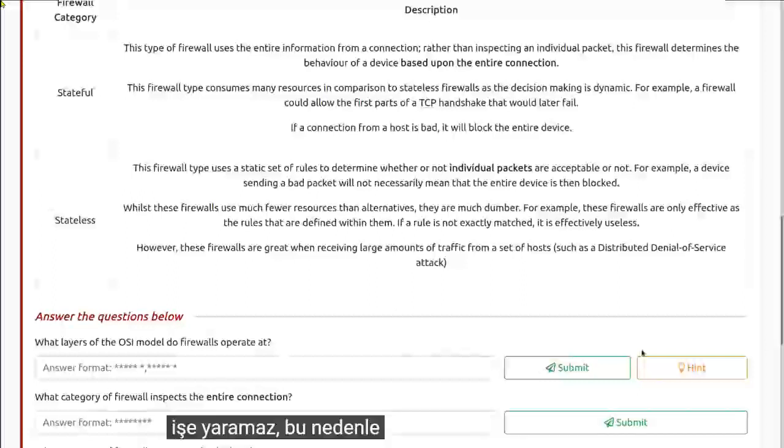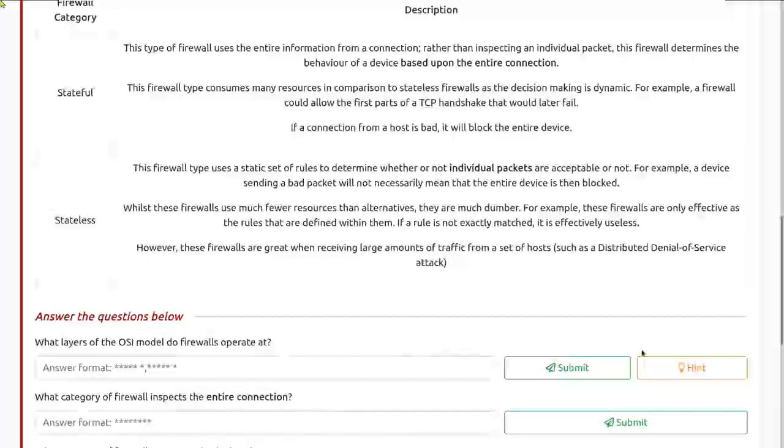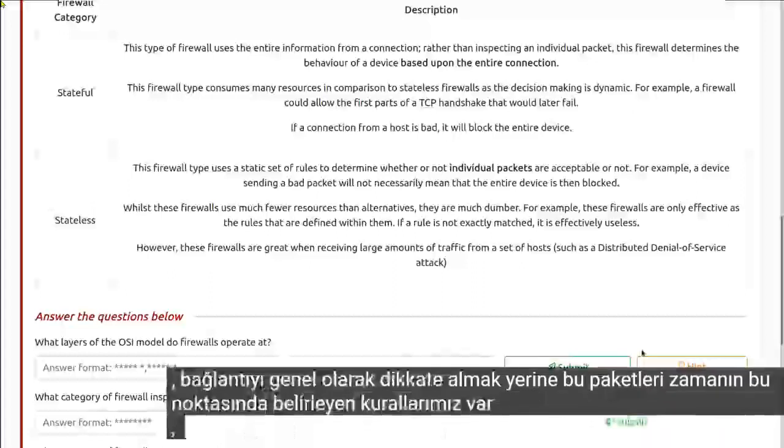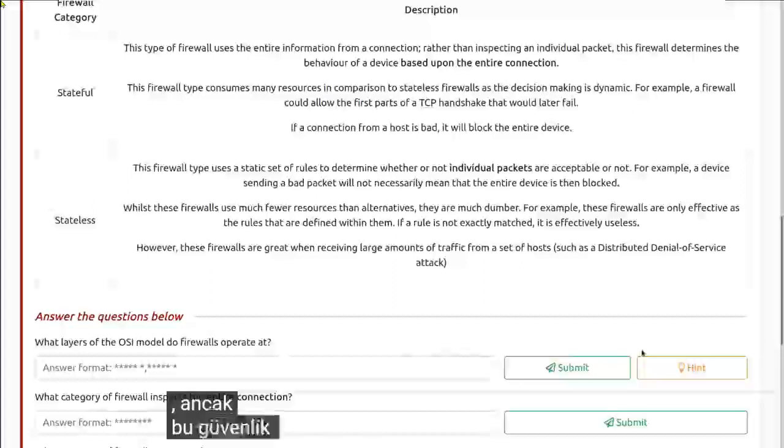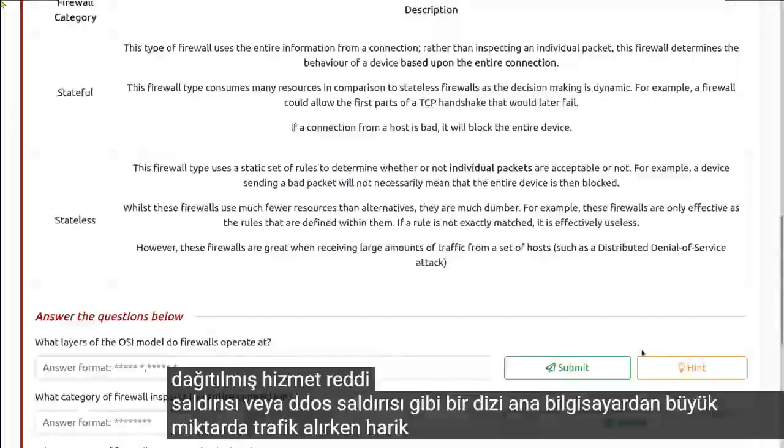So we have rules that determine these packets at this point in time, rather than considering the connection at large. However, these firewalls are great when receiving large amounts of traffic from a set of hosts, such as a distributed denial of service attack or a DDoS attack.